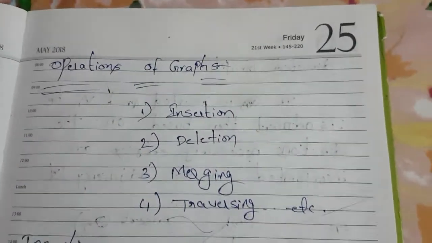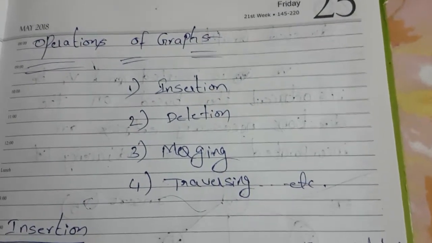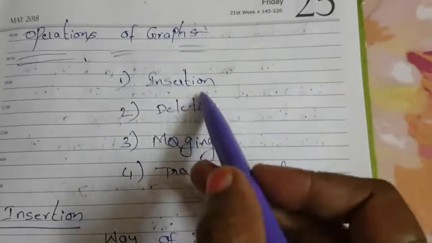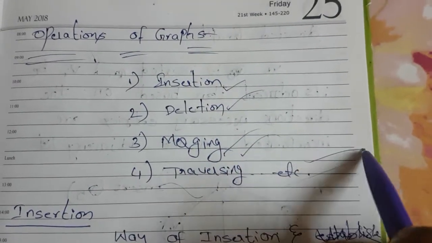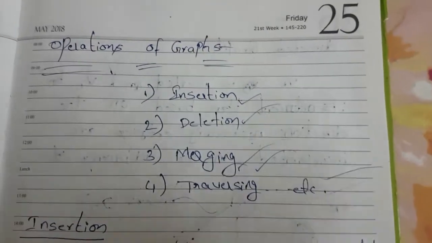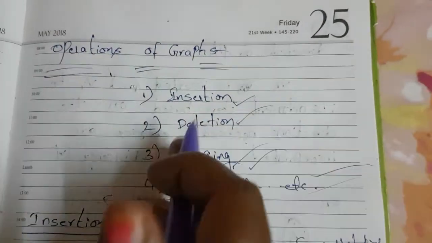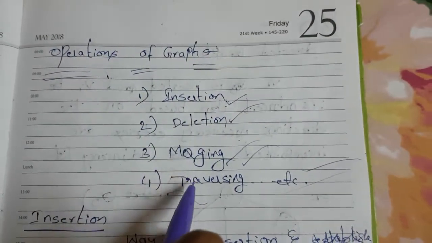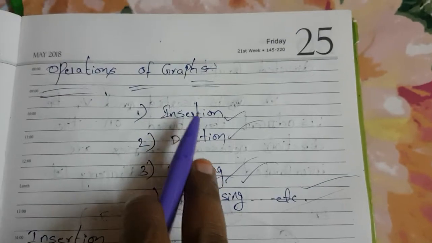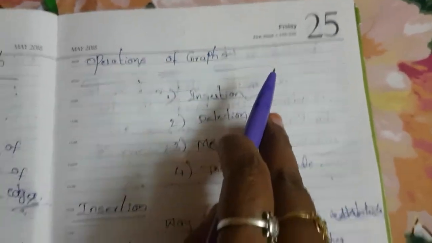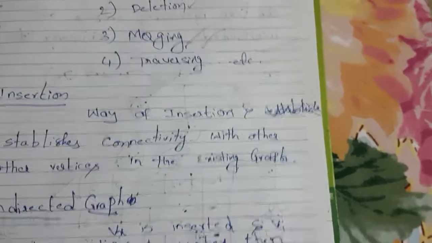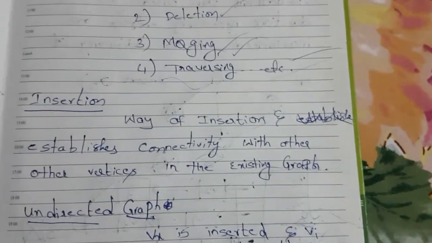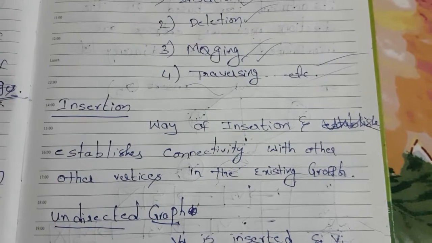Okay, and then move on to the operations of graph. What operations are there for a graph? Insertion, deletion, and then merging, traversing, and so on. Mainly we are discussing insertion, deletion, merging, traversing. In that, mainly focus on insertion. Insertion is nothing but inserting a new vertex to the graph. Inserting one vertex to the graph.